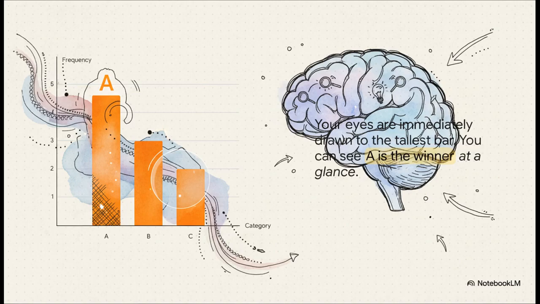And bam! Look at how this brings our data to life. You don't even have to read the numbers. Your brain is immediately drawn to that tallest bar, telling you instantly that A is the big winner here. Our minds are just wired to process visual information like this super, super fast.